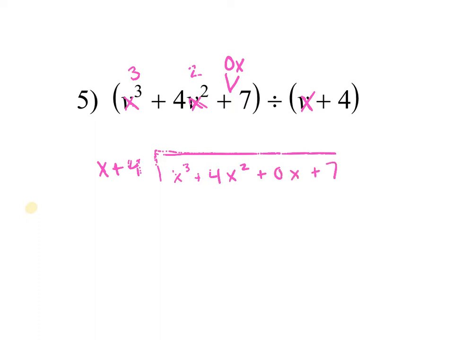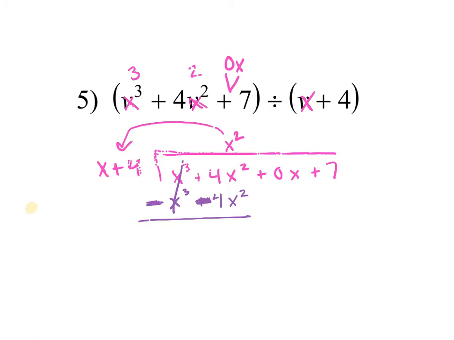So now we ask ourselves, what times x gives us x cubed? x squared. So we put our x squared on top of the x squared column. And then what do we do? Multiply by everything outside. So what's x squared times x? x cubed. And what's x squared times 4? 4x squared. What do we do next? Change the signs. What happens to the x cubes? Cancel. What is 4x squared minus 4x squared? They cancel. So we're left with 0 here.